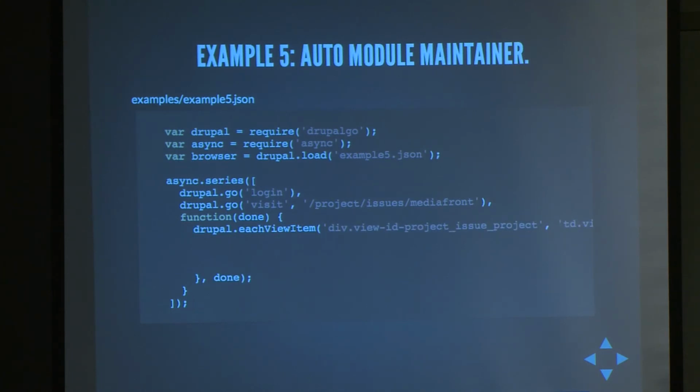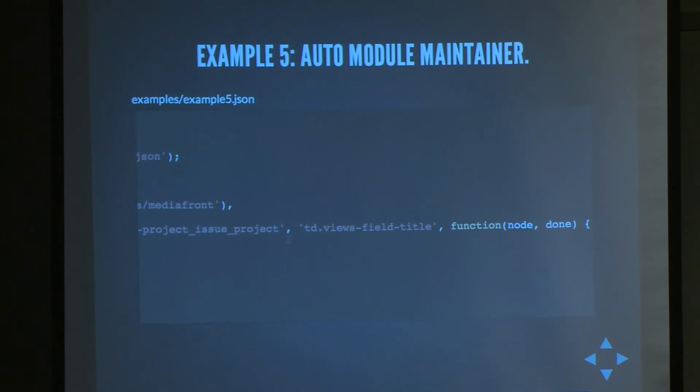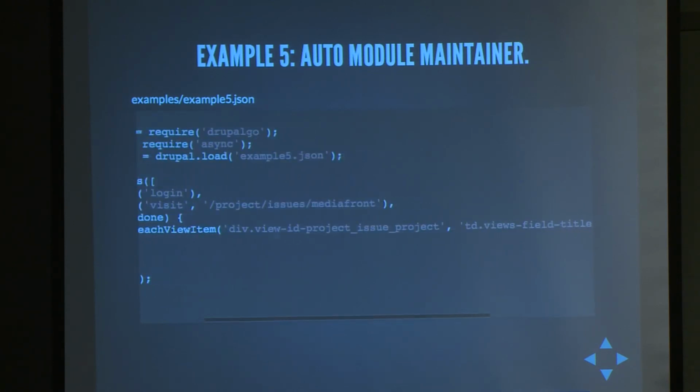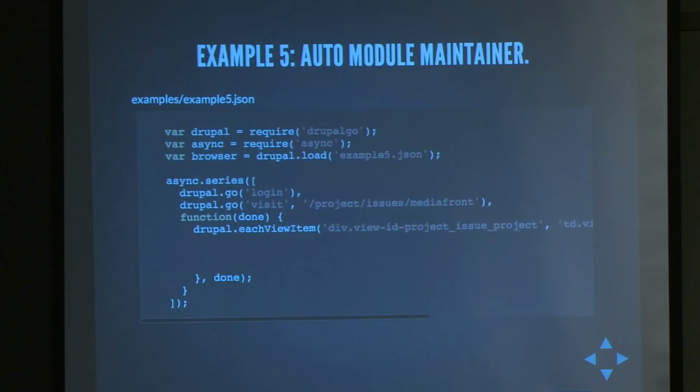Inside there, I'm actually going to use the each view item. The issue is a view. So I'm going to get each view item, and I can actually scroll through this and show you kind of what it looks like. This is the Sizzle selector for the actual view. This is the Sizzle selector for each item that I want to iterate over in each view. And then it takes a callback function.